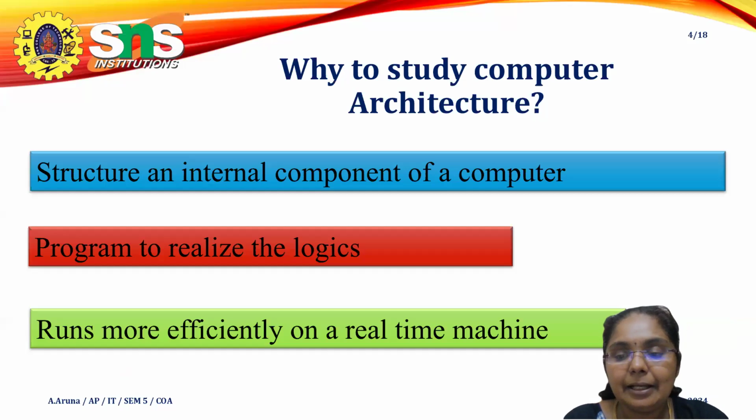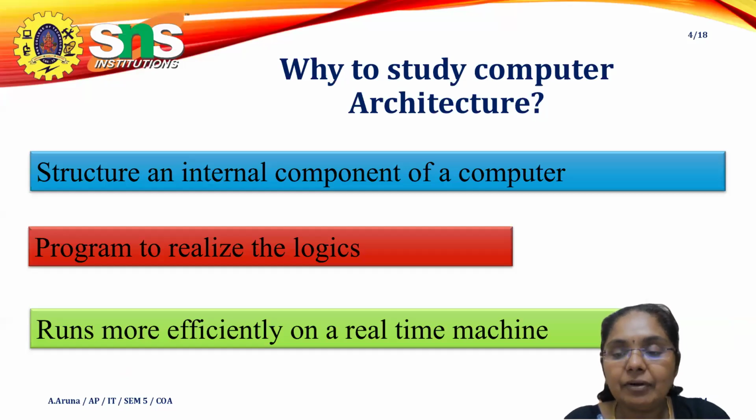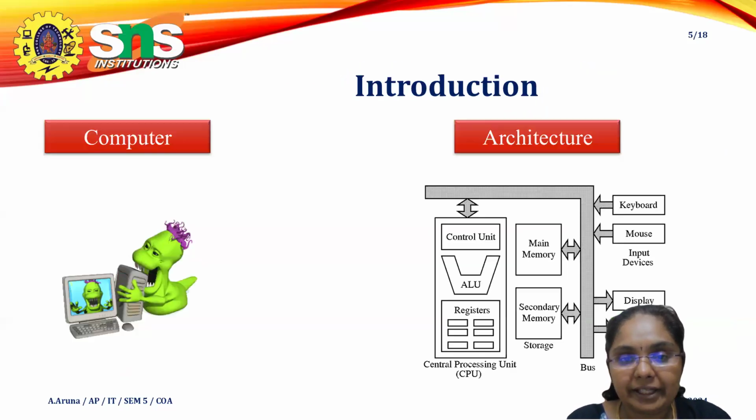The third reason is that we are going from version to version. When we move from one version to another, we want something more efficient, with more support. To run effectively on real-world machines, we definitely have to use the architecture. So while moving from one part to another, we must have a better idea of computer architecture. For that only we are studying computer architecture.